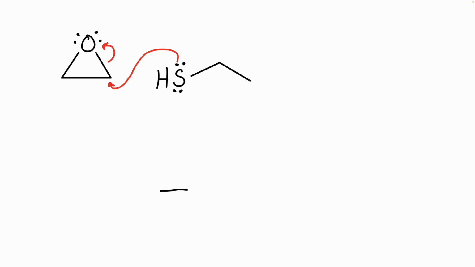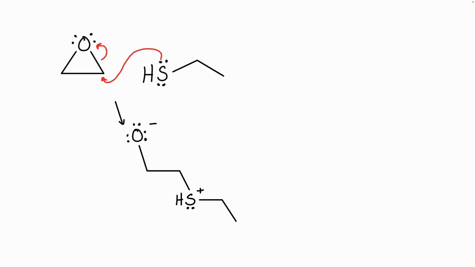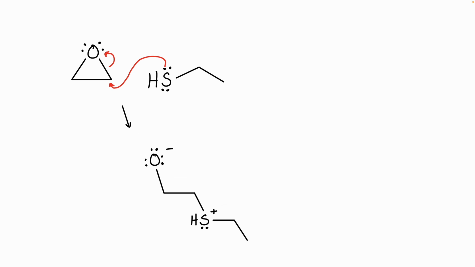So then if I draw my intermediate here, my sulfur has attacked, so now it has this positive charge. It's only got one lone pair. And my oxygen has now accepted that lone pair, has this negative charge. Is this an acceptable intermediate here under acidic conditions? What's wrong?